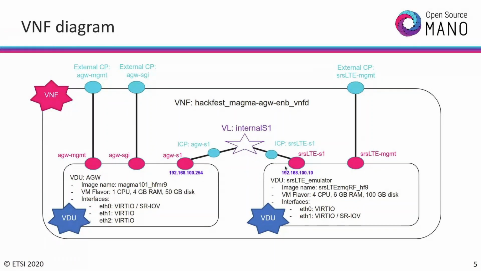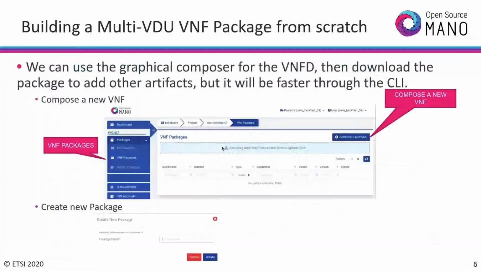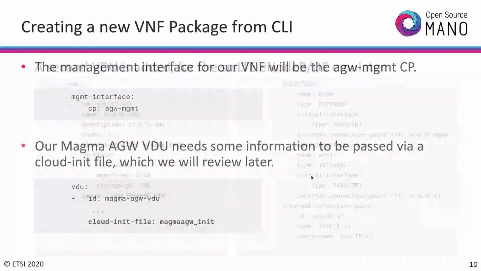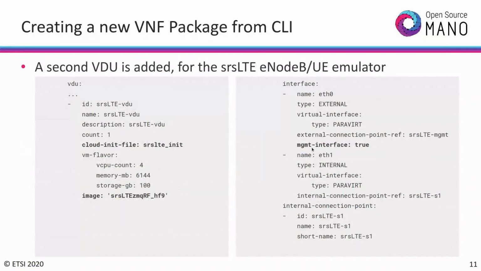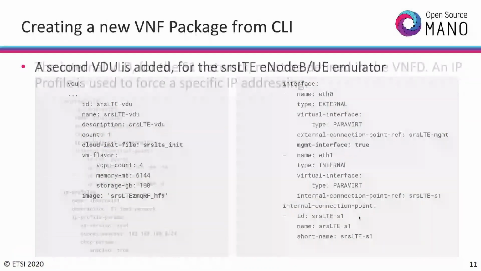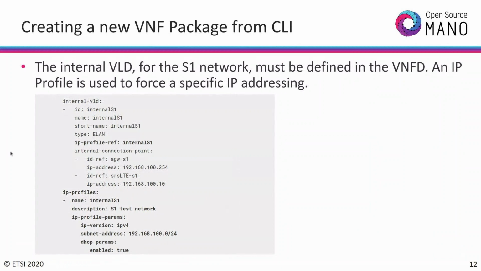So that's why we have an interface, we have an internal connection point, and we have a VLD, the 3 elements in the descriptor. I'll go back to that. For example, in the first VDU, we have the interface, the internal connection point that represents that interface. That's at VDU level. In the other VDU, same thing. We have the interface and the internal connection point that represents that interface. I'm sorry, here, this interface at Ethernet 1. And finally, we have the internal VLD, which connects the two connection points.